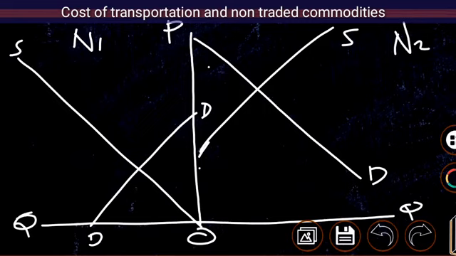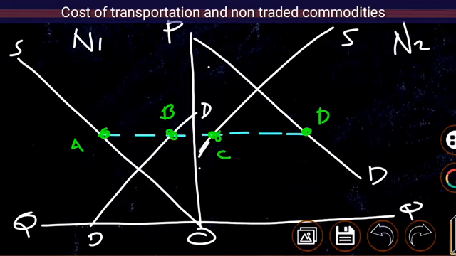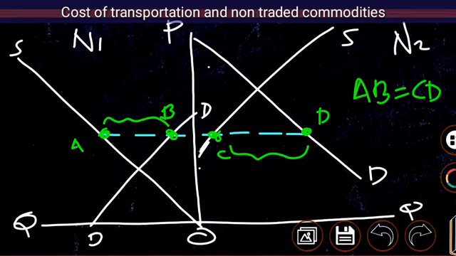It can be represented as this blue line. Here it is clear that nation 1 is exporting AB amount of commodity, and the same amount is being imported by nation 2, that is CD. That is, AB is the export of nation 1, which is equal to CD, the import of nation 2. And the price of the commodity is fixed here, between the price of nation 1 and nation 2.